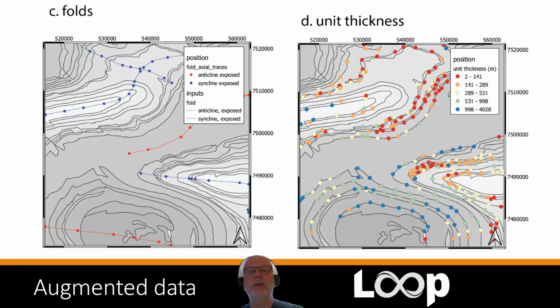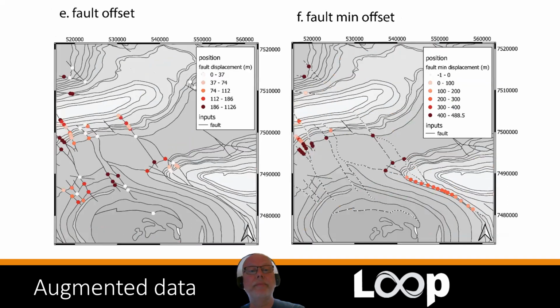And that's really interesting because we can see variations along a unit in its unit thickness, which tells us perhaps something about the change in sedimentary conditions, sedimentation rates locally variable, or it might be due to some later structural deformation.